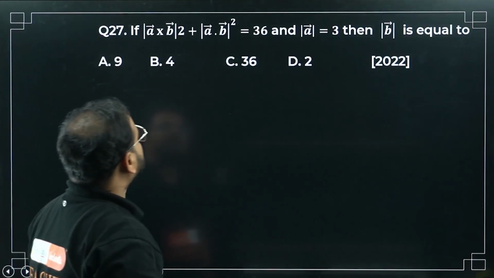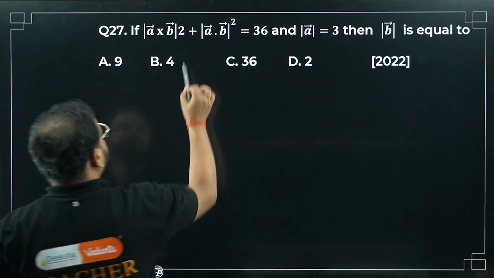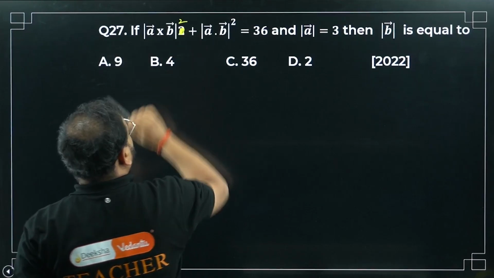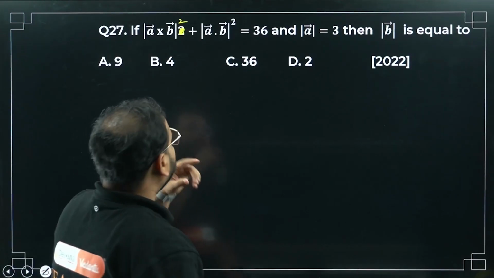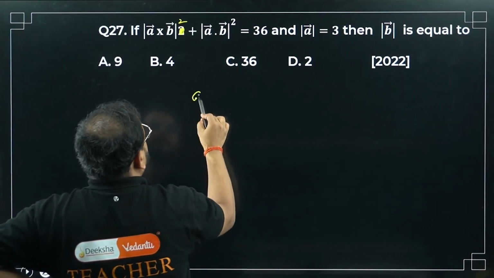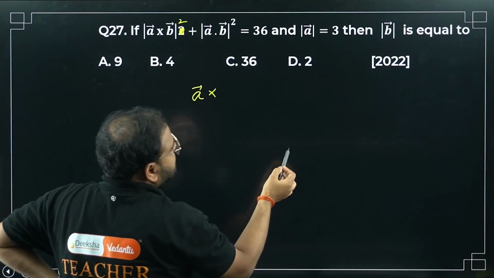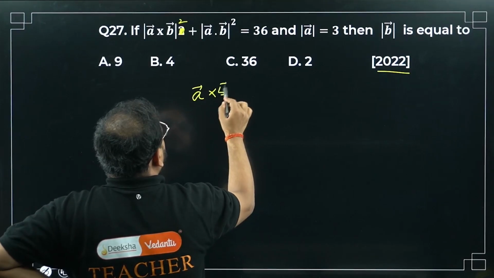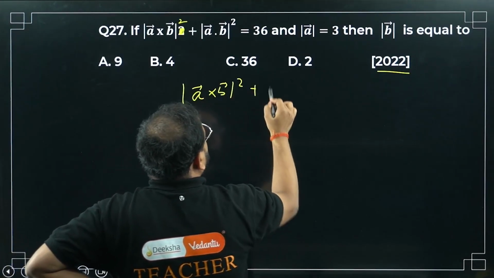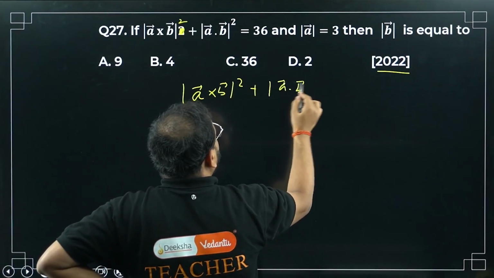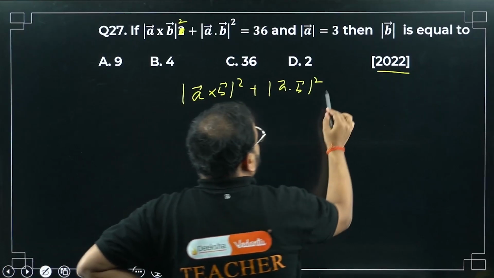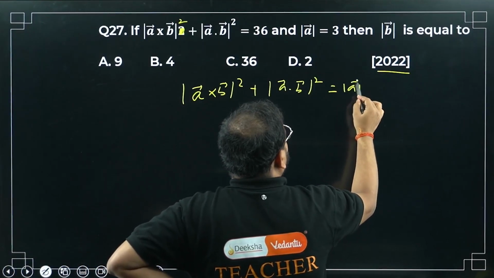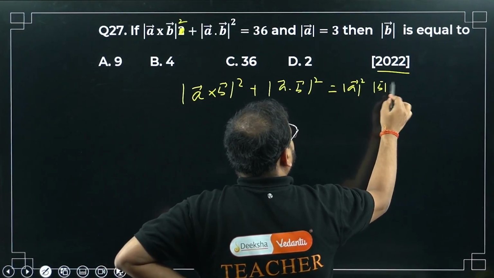2027. If A cross B, the whole square, this is the whole square, the same property, right? This property was asked in 2022. A cross B, the whole square plus A dot B, the whole square, equals what? The product of A square and B square.